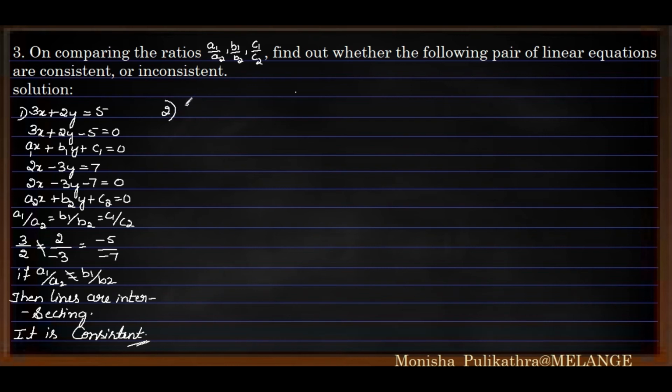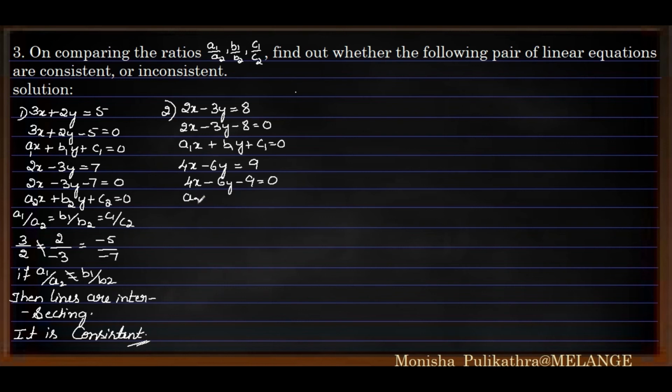Second question is 2x minus 3y is equal to 8. So it is 2x minus 3y minus 8 is equal to 0, and it is in the form a1x plus b1y plus c1 is equal to 0. And the second equation is 4x minus 6y is equal to 9. That is 4x minus 6y minus 9 is equal to 0, and it is in the form a2x plus b2y plus c2 is equal to 0.